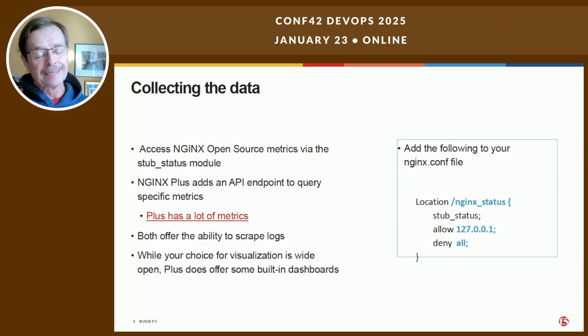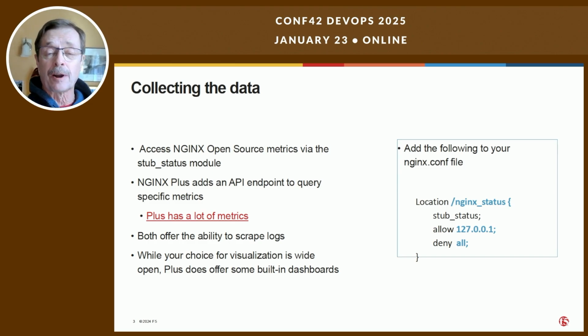NGINX Plus, which is a commercial project, so I'm not as familiar with it, adds an API endpoint to query specific metrics. And it has a lot of metrics, somewhere around 130 or so. And they get into far more details and drill into more things. Both these offerings have the ability to scrape logs so that you have even more capability of pulling metrics and pulling data out of those. And while your choice of visualization is left up to you, we use Grafana heavily internally. The NGINX Plus project does have some built-in dashboard capability. And with that, let's step to the next part of this.